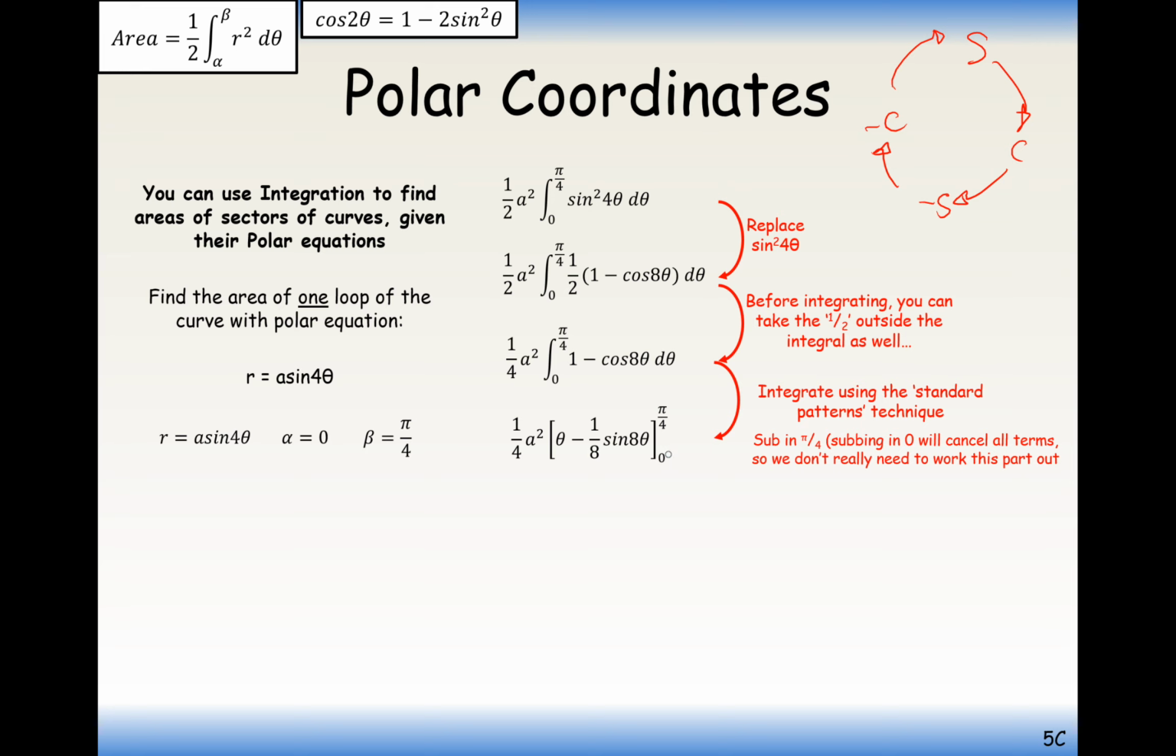Now we sub in pi by 4 to 0. Make sure you do this twice, so pi by 4 goes in, and then 0 goes in, but when 0 goes in, actually we get nothing, so just substitute pi by 4, and that would be fine.